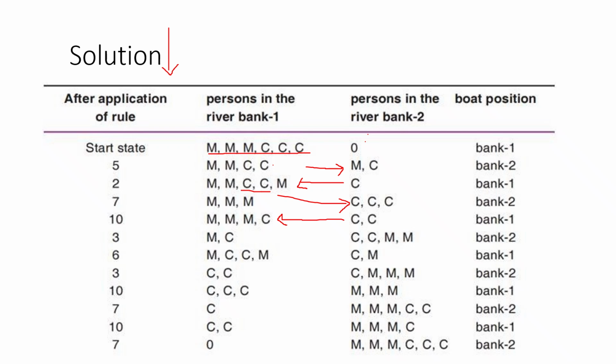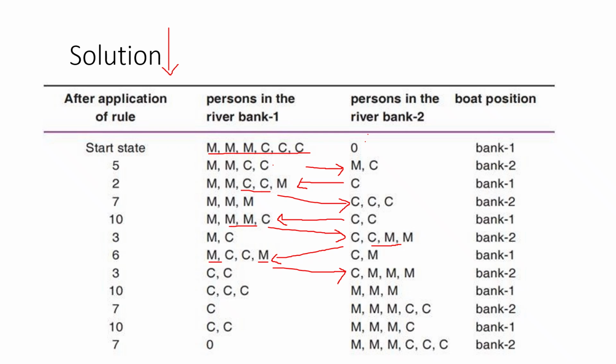Next, we are taking two missionaries to the right side. So our state will become two cannibals and two missionaries on the right side. Then we are taking one missionary and one cannibal to the right side. So it will become two missionaries and two cannibals on bank 1. Then we are taking two missionaries to the right side. So that means in bank 2, it will become one cannibal and three missionaries.